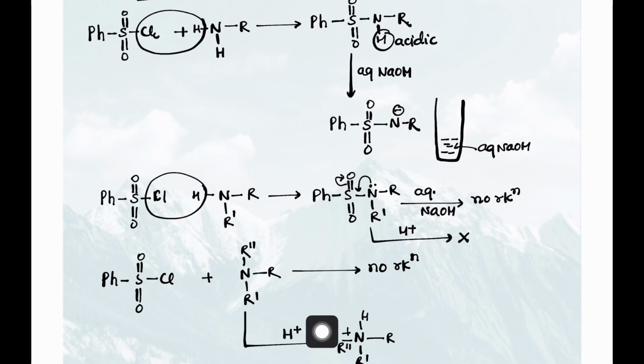If you pass excess of acid in the test tube that contains benzene sulfonyl chloride and 3 degree amine, then that will actually dissolve by this acid base reaction. Now it is getting protonated and then it will get dissolved. But in the case of 2 degree, it will not get dissolved at all. That's all about the Hinsberg test. Thank you.